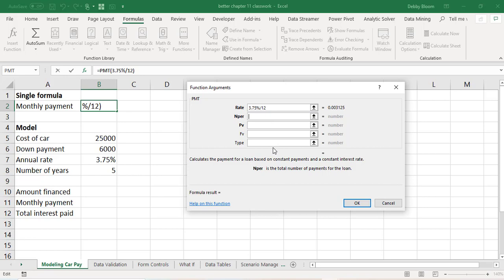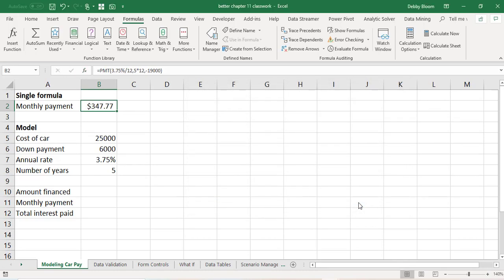In N per, I'm going to type 5 years, and then I'm going to multiply that by 12 for 60 total payments. And then in my present value, I'm going to type negative, and then 25,000 minus 6,000 is 19,000. And I have a monthly payment of $347.77 a month, which seems very reasonable.